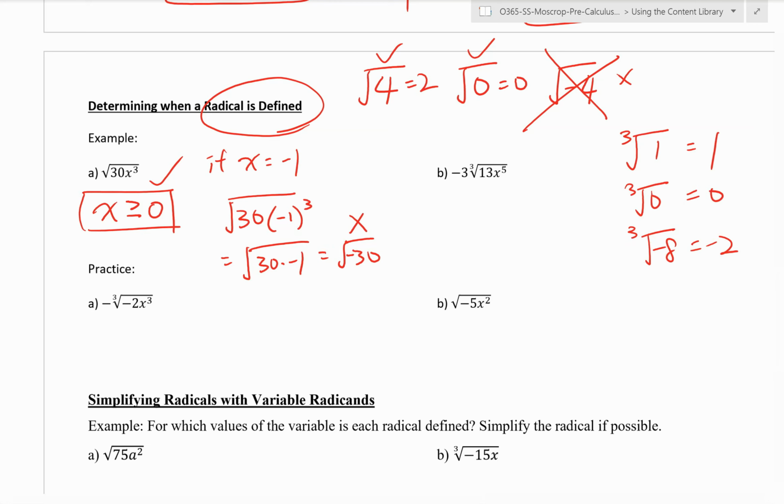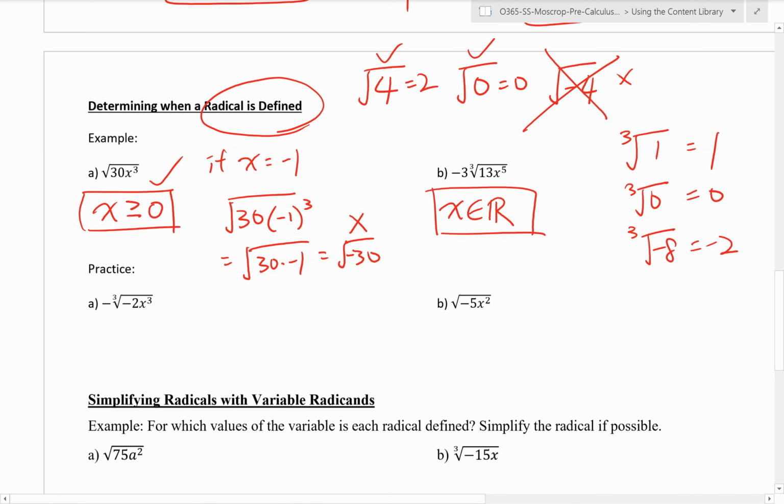So in example B, x could be anything, right? It does not matter what we put into x, it'll be okay because we are taking the cube root. So in this case, x would be an element of all real numbers, meaning x could be anything. It could be any numbers that we learned so far. It could be pi, it could be -7, it could be anything.